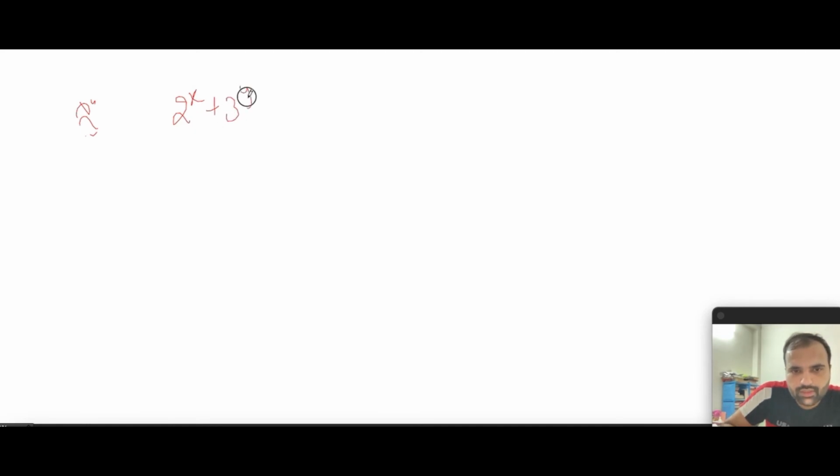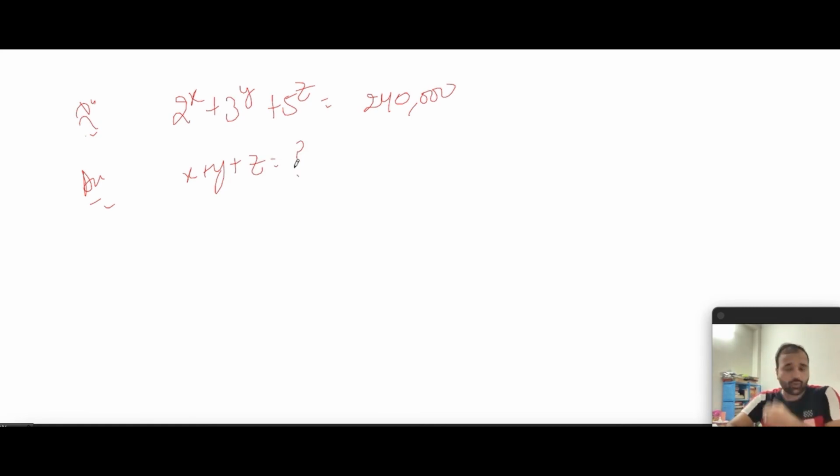2^x times 3^y times 5^z is 240,000. Find x plus y plus z. It's exactly the same kind of question that we did before. Over there we had a number with 3 factors and we wanted to get the sum of all the factors. Exactly, we have to do this. It's similar to that. Okay, this question as well.